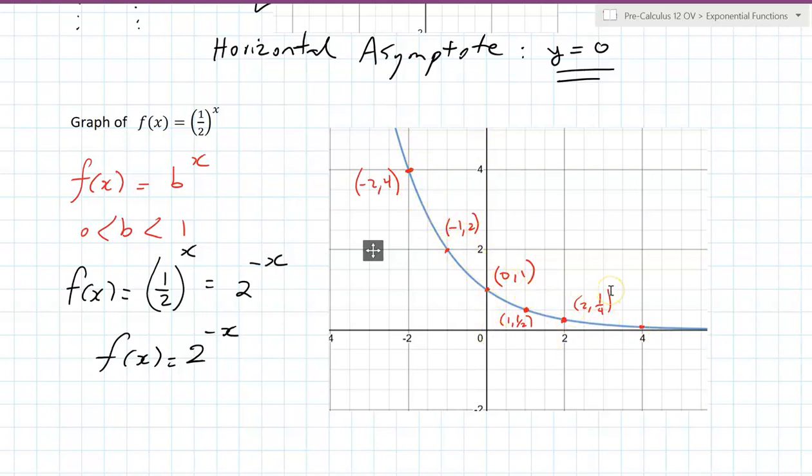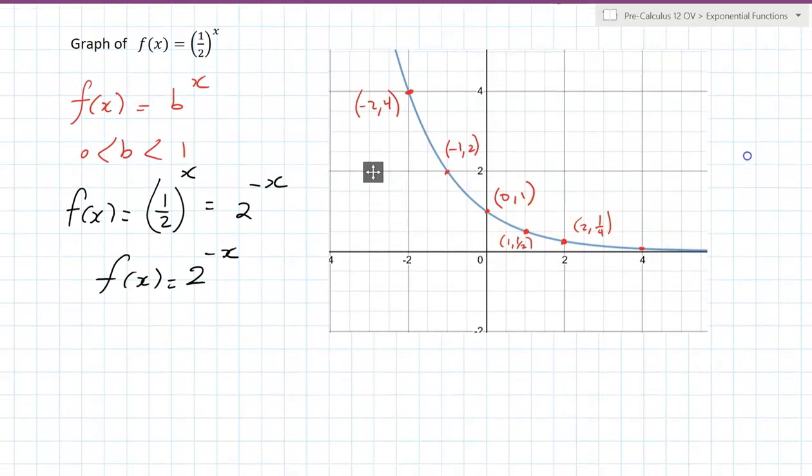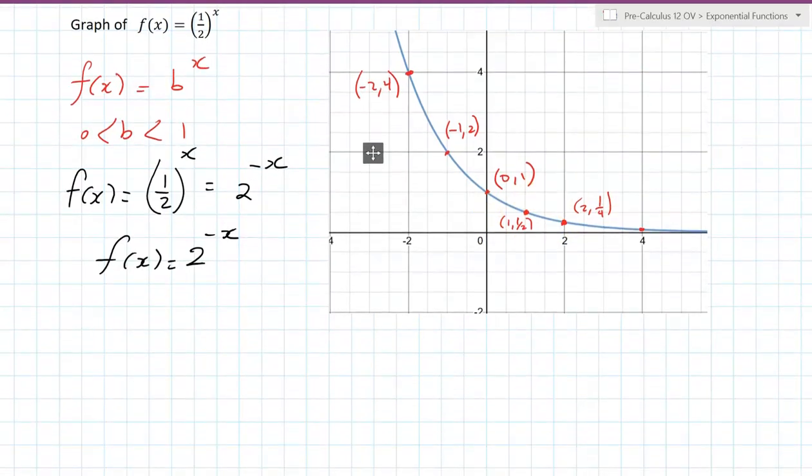What is the equation of the asymptote still? The equation of the asymptote is still the same, which is your horizontal asymptote, and I'm putting a dotted line here just so you're aware, and that is y equals 0. That's the equation of the asymptote.